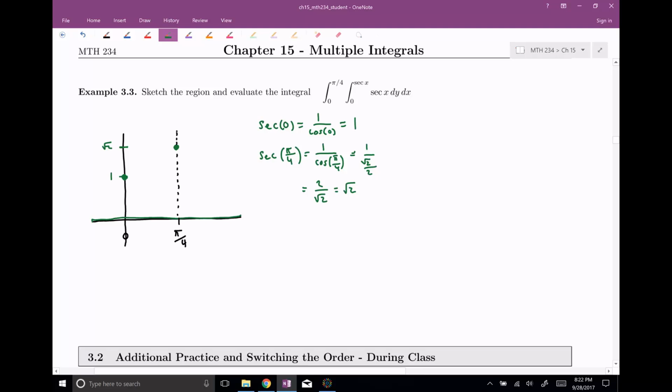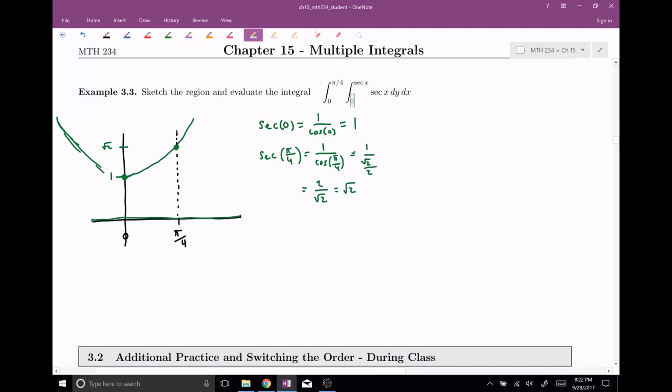From this, we can guess what the curve actually looks like, and you can verify using your favorite graphing utility. It looks something like this, and it continues in this direction, and kind of continues back up. It does have some vertical asymptotes at pi over 2 and negative pi over 2. Luckily, we only care about this region right here.